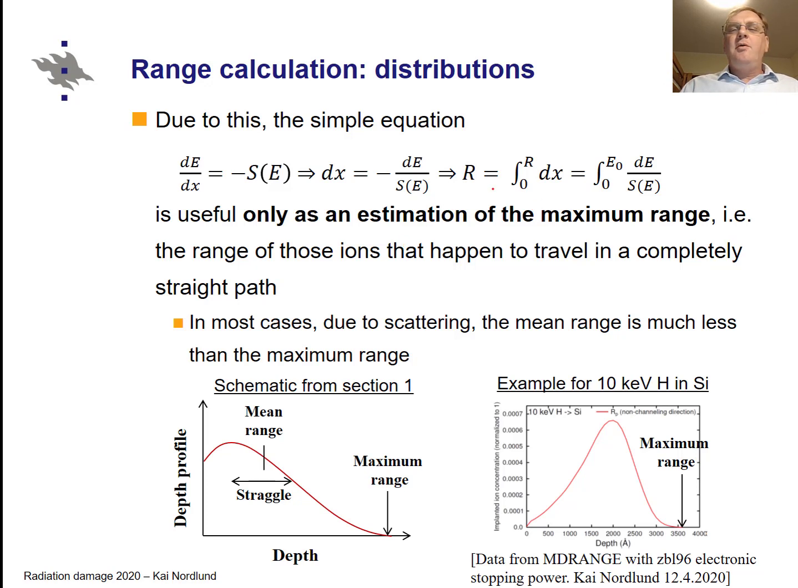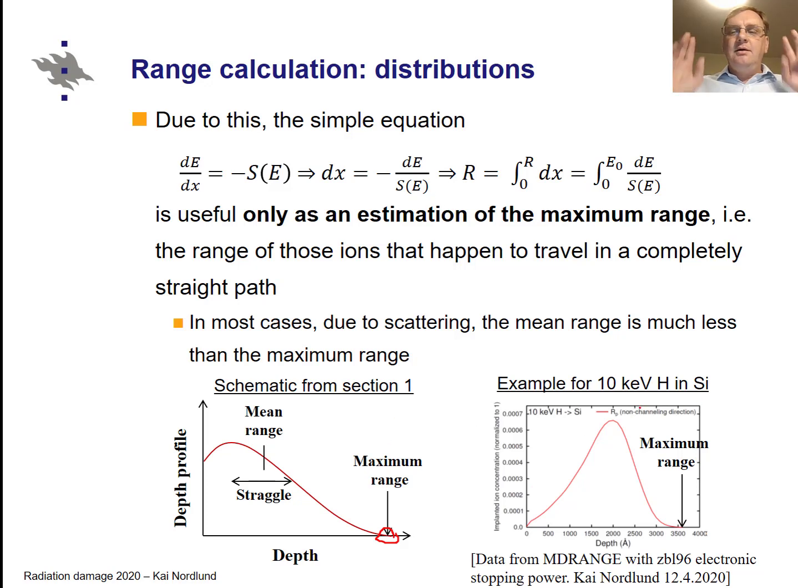So now I hope you appreciate why I said that this can only be used to estimate the maximum range. That is the very unlikely case that the ion would travel fully straight without any nuclear collisions. And these two range distributions illustrate what this can look like. So this was the schematic range distribution already shown in section 1 of the course. Here, this is the maximum range, which would be obtained by integrating the electronic stopping power, but much more likely is that the ion has stopped somewhere earlier, and this gives, for instance, the mean range from this distribution. Well, this was a schematic.